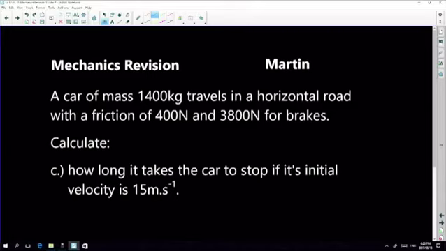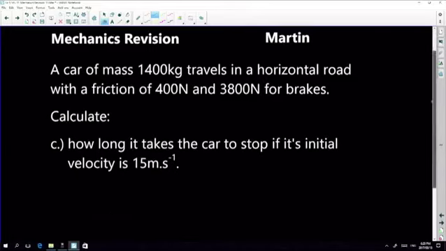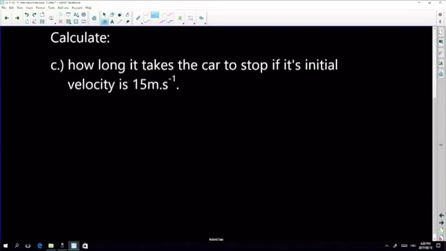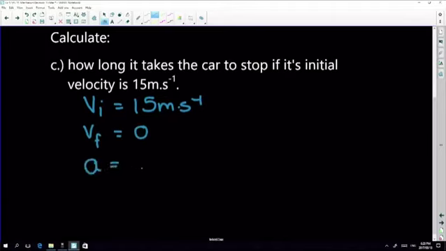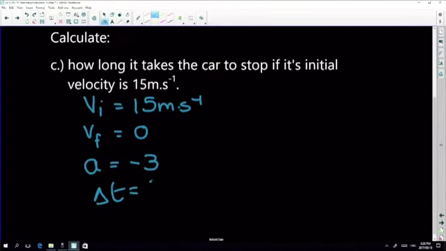Now they say, how long will it take the car to stop if its initial velocity is 15? So what they're telling us is initial velocity, 15 meters per second. Final velocity is 0. Why must my acceleration be negative? Because if I put a positive acceleration in here, I'm going to get a negative time. You cannot have a negative time. Okay, be careful.